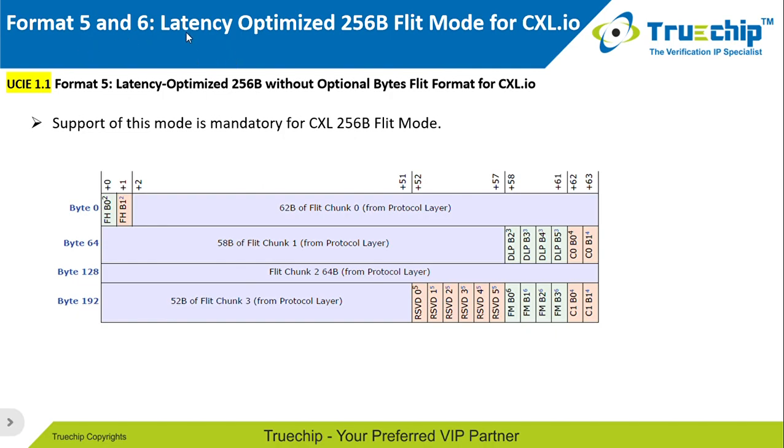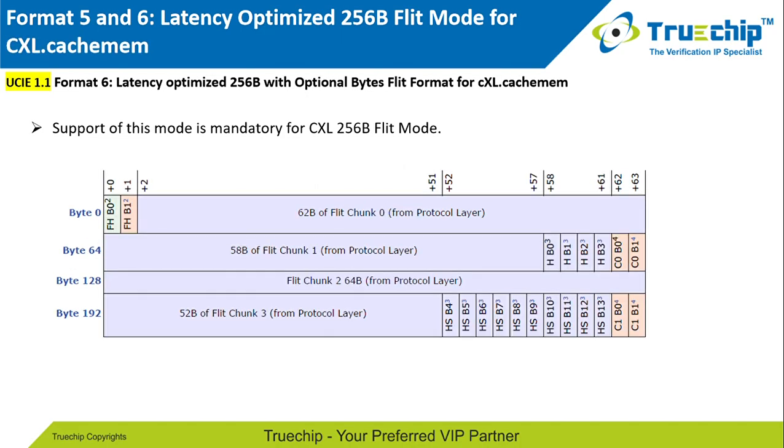So here's format 5 and 6, which is latency optimized 256 byte flit mode for CXL.io, renamed in UCI 1.1 as latency optimized 256 byte without optional bytes flit format for CXL.io, and this mode is mandatory for CXL 256 byte flit mode. And here's one more format, which is latency optimized 256 byte flit mode for CXL.CacheMem, renamed in UCI 1.1 as latency optimized 256 byte with optional bytes flit format for CXL.CacheMem, and this is mandatory for CXL 256 byte flit mode.